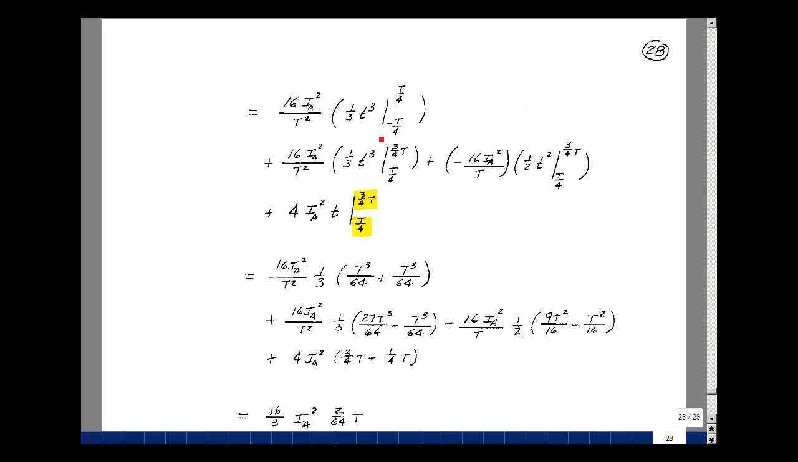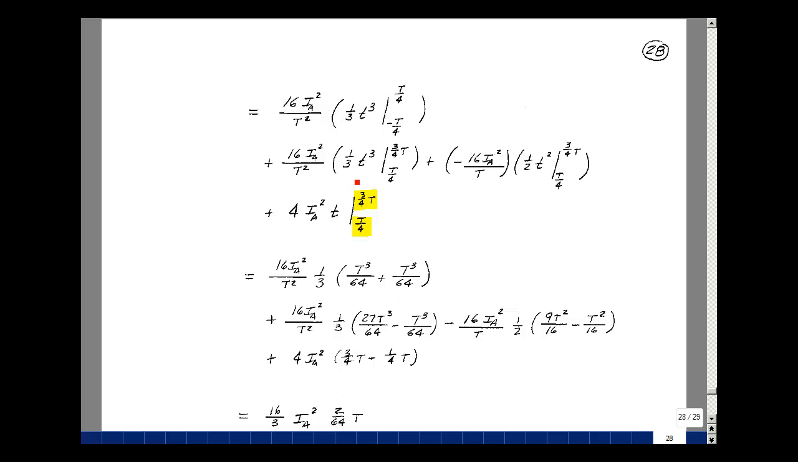Let's evaluate this integral. So our first term here, we've got 16 I sub a squared over t squared. I'm going to pull out the 1/3, and then I've got t cubed, upper limit minus the lower limit. So then I've got the capital T cubed, and then I've got 4 cubed, which would be 4 times 4, which is 16 times 4 is 64. And I've got minus this term, but I'm going to multiply it 3 times. I'll get a plus sign from all that. Again, I'll have my 4 cubed, which is 64.